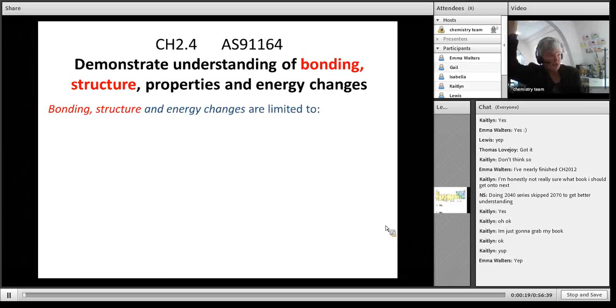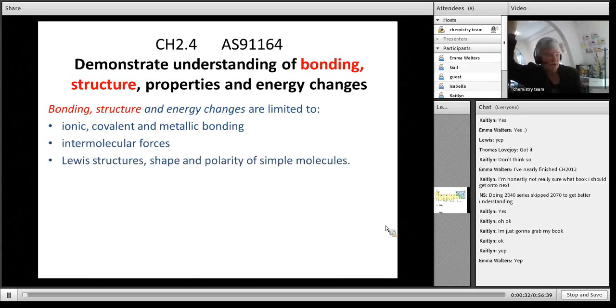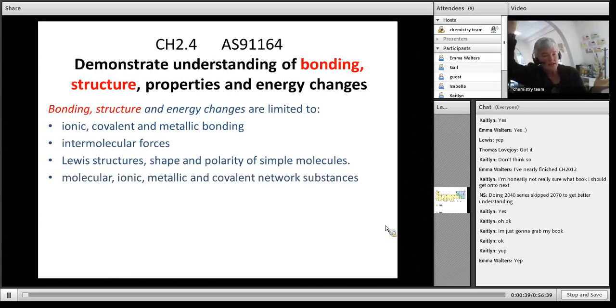Bonding and structure. You've got to know ionic, covalent, and metallic bonding, and we'll do that in more detail in the next lesson. And intermolecular forces. Again, we'll do that in the next lesson. Then this is what we're going to focus on: Lewis structures, shape, and polarity. And then you do the application.